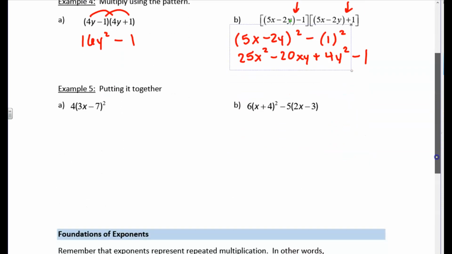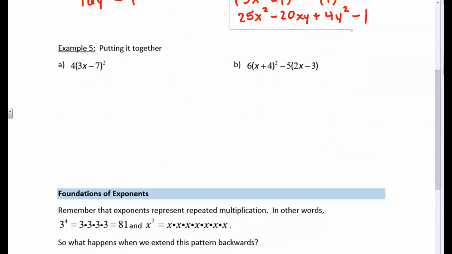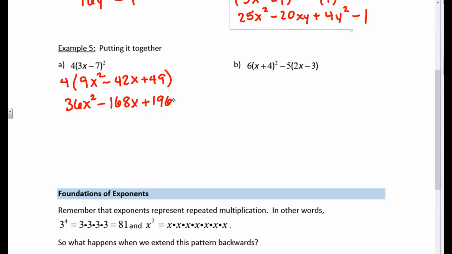So putting this all together, we can use these to help us move a little bit faster through problems. So here I've got a squared term. I'm going to leave the 4 on the outside, where this becomes 9x squared minus 42x plus 49. And then I can distribute that 4 into the equation. So we get 36x squared minus 168x plus 196. So do you see how using those shortcuts can make our lives a little bit simpler?